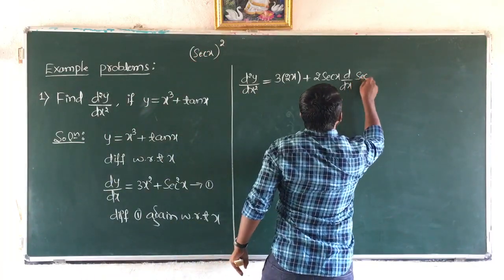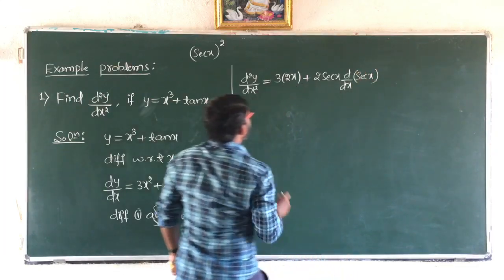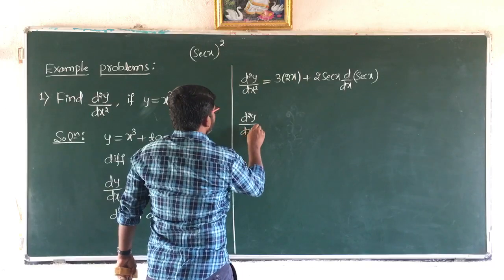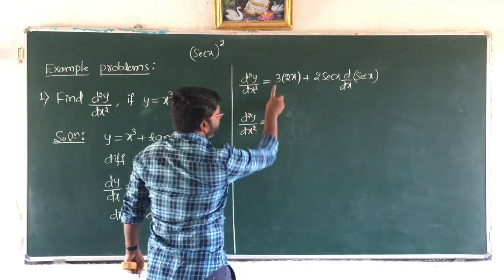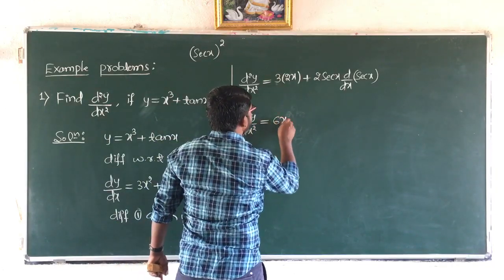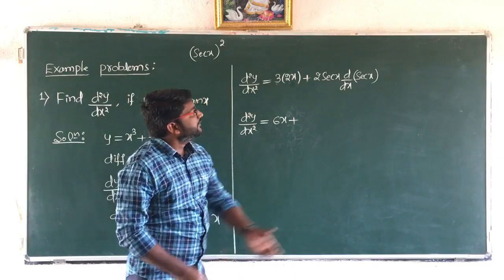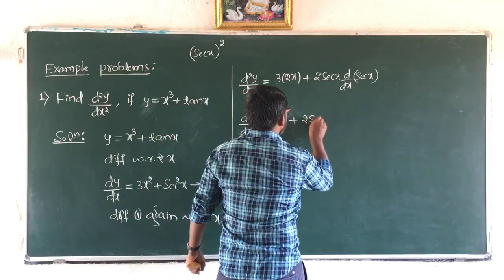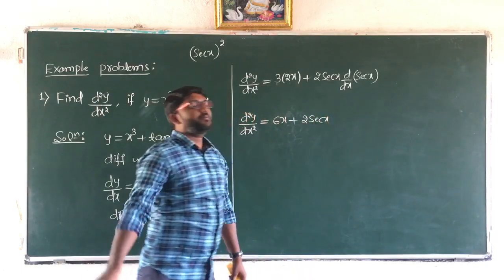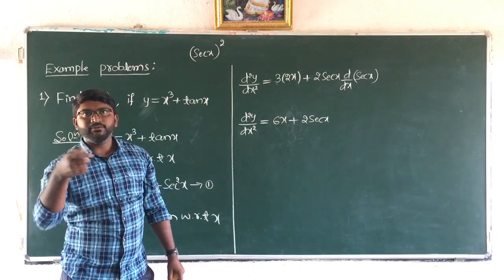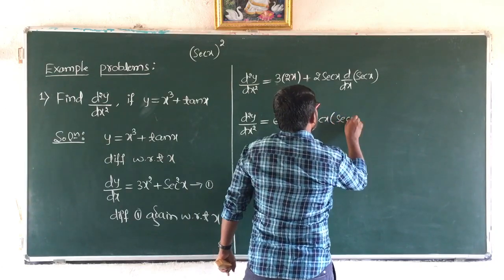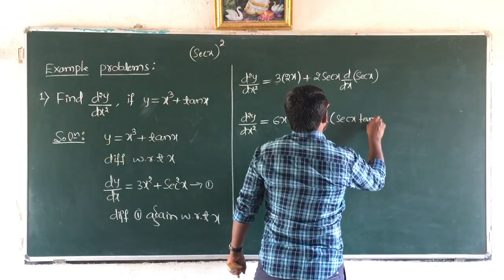It is secant x. So now d square y by dx square equals 3 into 2, it is 6x plus, now I write this as it is, 2 into secant x as it is. Now what is the derivative of secant x? It is secant x into tan x. Derivative of secant x will be secant x into tan x.